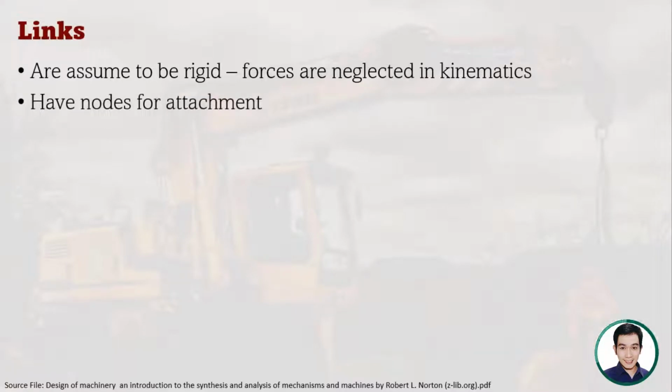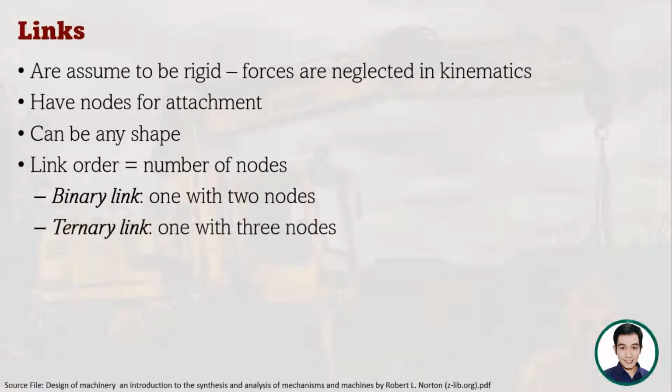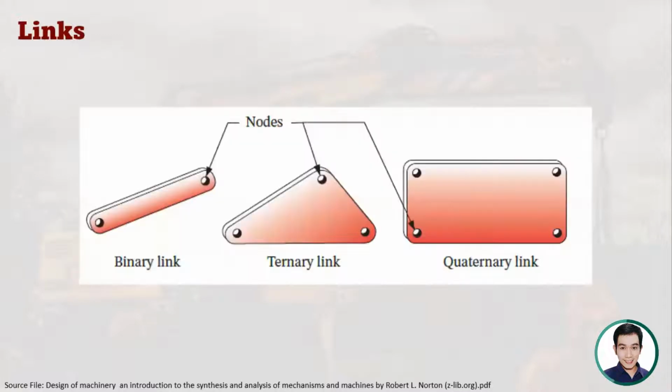Links have nodes for attachment of the different links. They can be any shape. The order of the link is the number of nodes. Say, for example, the binary link has two nodes, ternary link has 3 nodes, quaternary link has 4 nodes. So here in this figure, we can see the binary link with 2 nodes, ternary link, and the quaternary link. In the nodes, this is where you connect the other links.